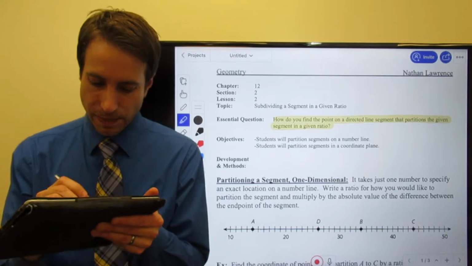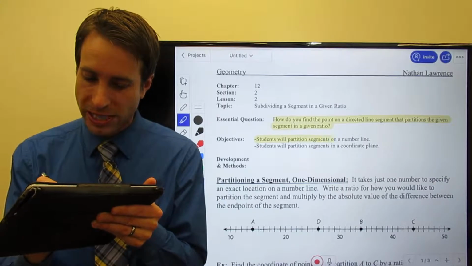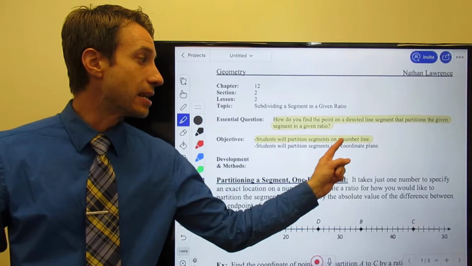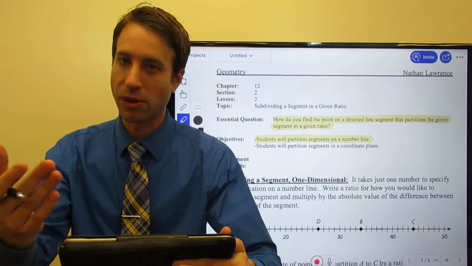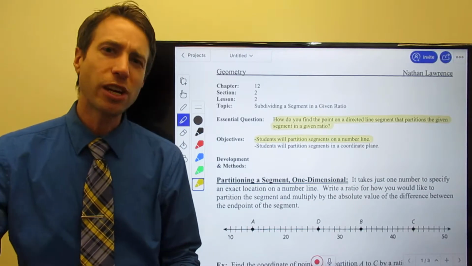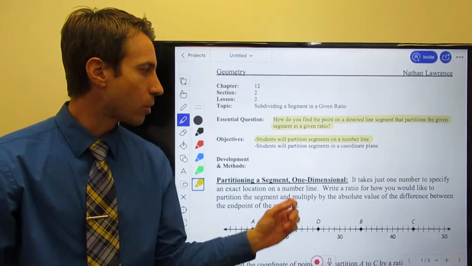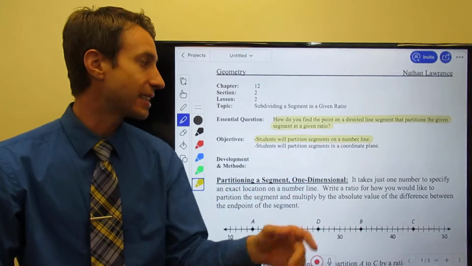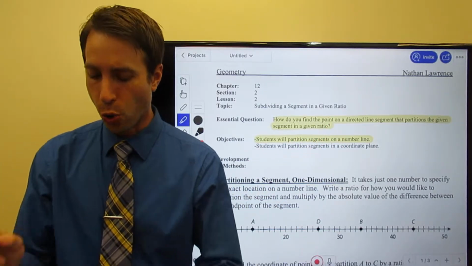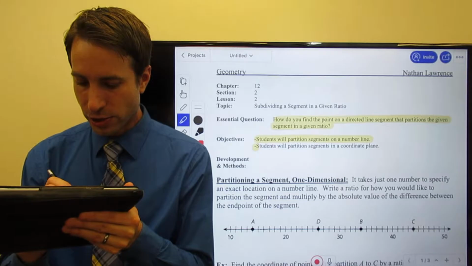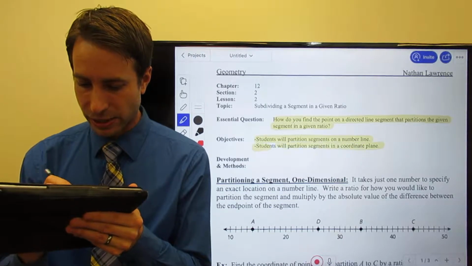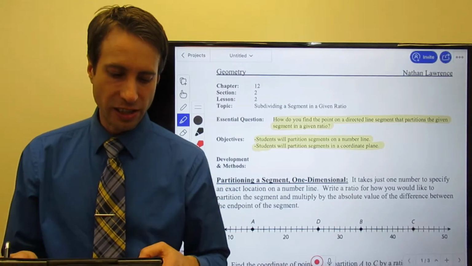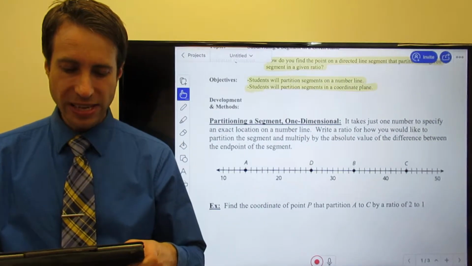The way that we'll do this is by having you take a look at partitioning segments on a number line. So we're going to start off easy, just a straight line, a number line. That's the easiest way. And then we're going to go a little bit more complicated, where we're taking a look at directed line segments on a coordinate plane. All right? So we'll start off with the easy one, and then we'll work our way up to slightly trickier as we go. Let's just jump right into this with the easy one.